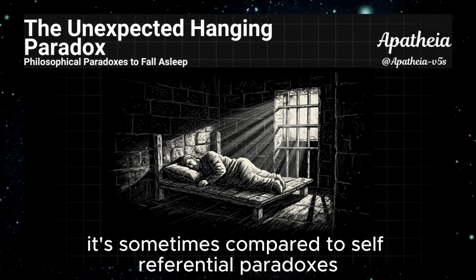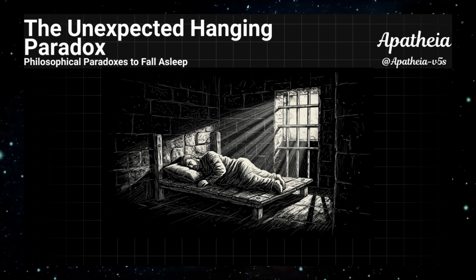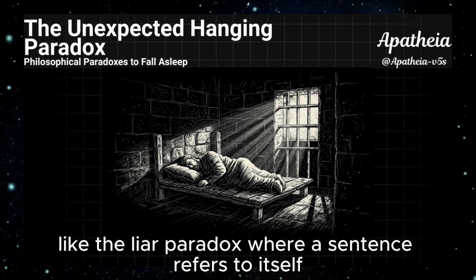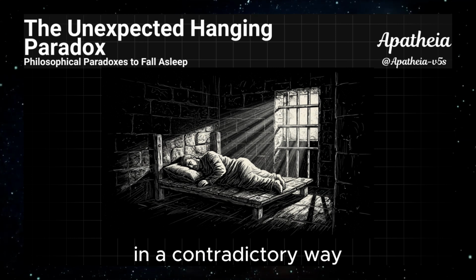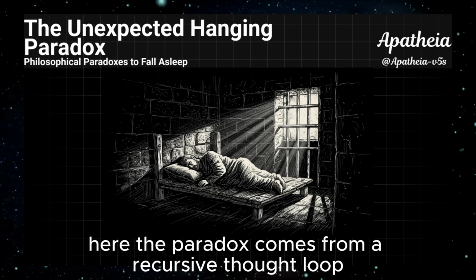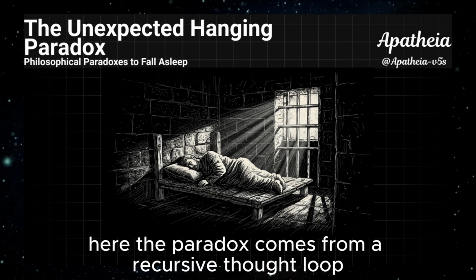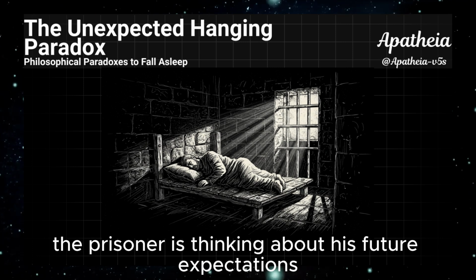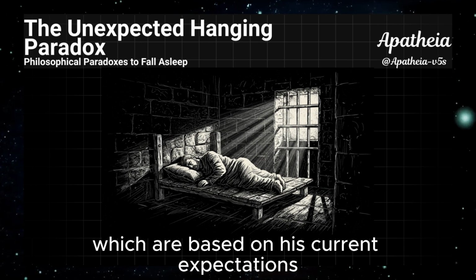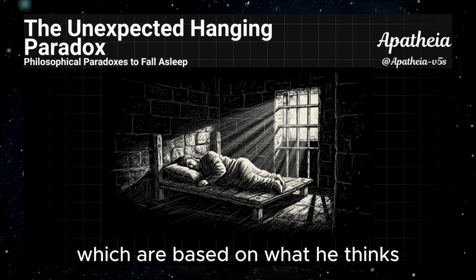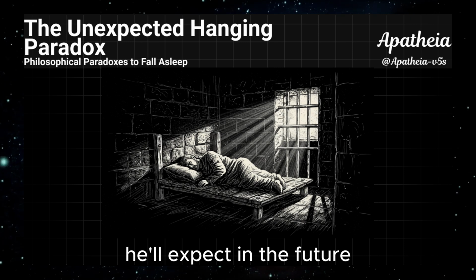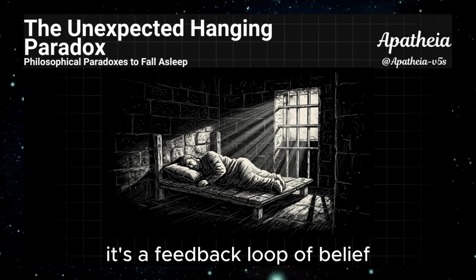This puzzle has fascinated philosophers, mathematicians, and logicians for decades. It's sometimes compared to self-referential paradoxes, like the liar paradox, where a sentence refers to itself in a contradictory way. Here, the paradox comes from a recursive thought loop. The prisoner is thinking about his future expectations, which are based on his current expectations, which are based on what he thinks he'll expect in the future. It's a feedback loop of belief.